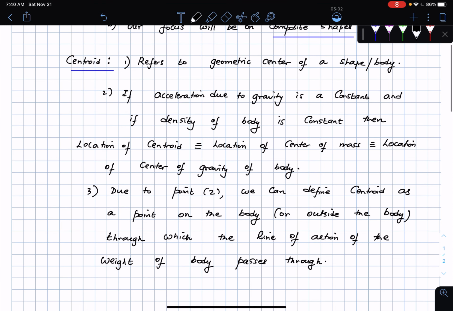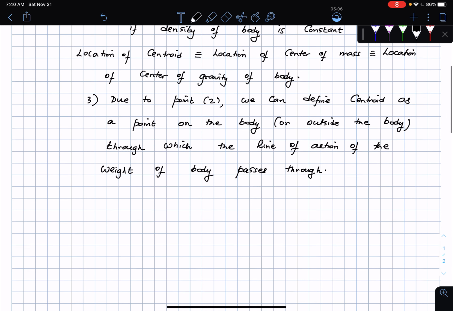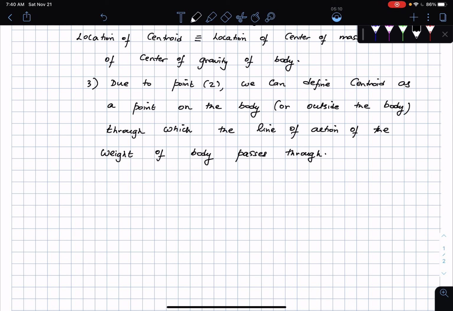So these are different ways of defining the centroid, and what is our aim? Our aim is to look at the centroids of two-dimensional composite shapes, which means that we need to define what is meant by a composite shape.